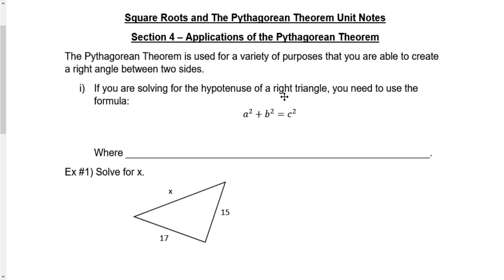Now, if you're solving for the hypotenuse of a right triangle, you can use this formula: a squared plus b squared equals c squared, where a and b are the legs, aka the shorter sides, and c is the hypotenuse, aka the longest side.